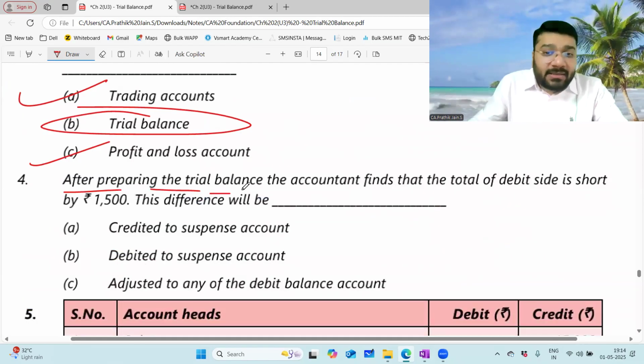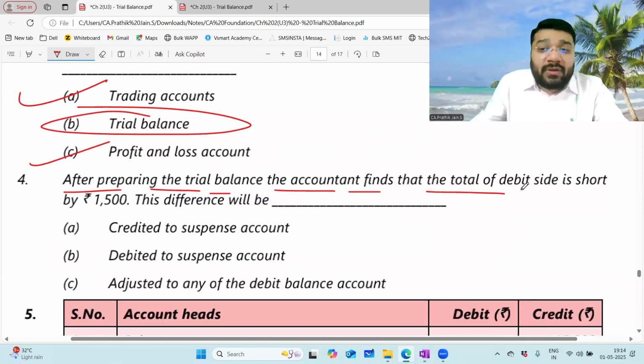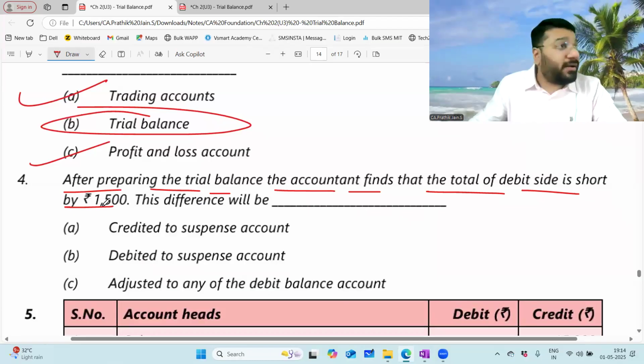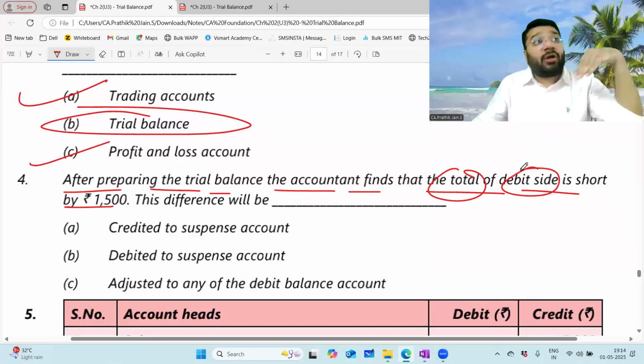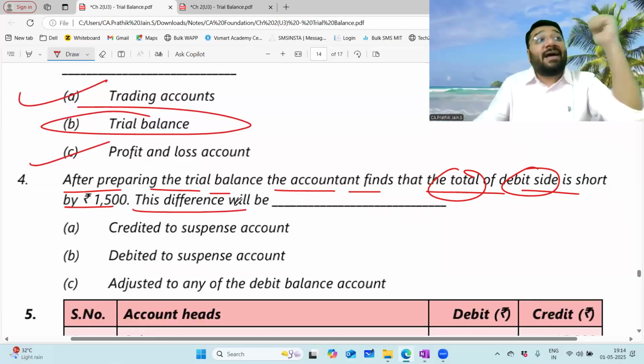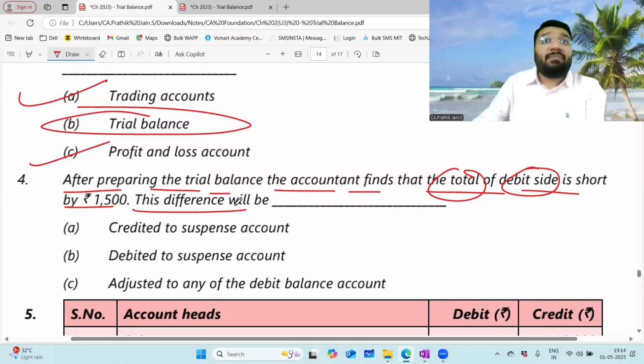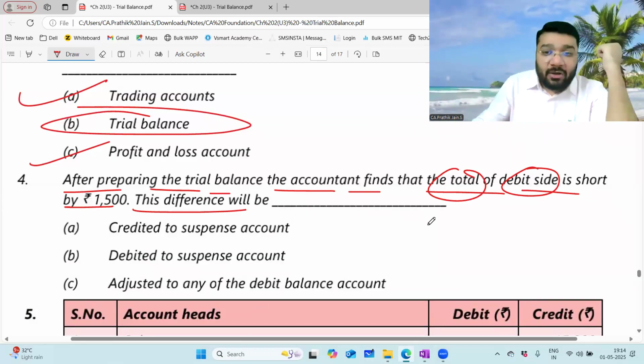After preparing the trial balance, the accountant finds that the total of the debit side is short by 1,500. The total of the debit side is short. So the difference will be placed in the suspense account, that is correct, but debit or credit? Debit. Now please understand.